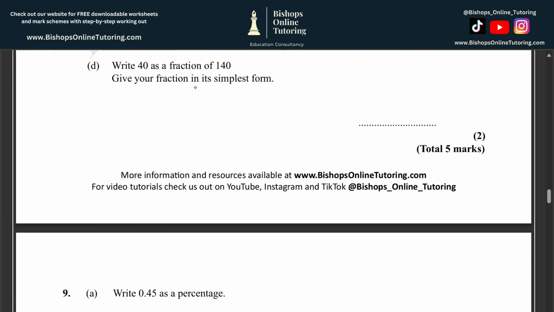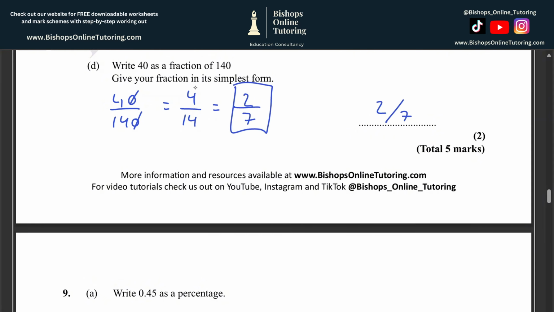Write 40 as a fraction of 140. Give your answer in its simplest form. So essentially they're asking us to do 40 over 140 and then simplify. Now we can cross off the 2 zeros and now we're left with 4 over 14. Both numbers are even, so we can divide both of them by 2. 4 divided by 2 is 2 and 14 divided by 2 is 7. We can't simplify that any further, so that's our answer, 2 over 7.